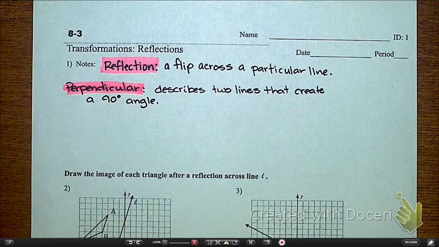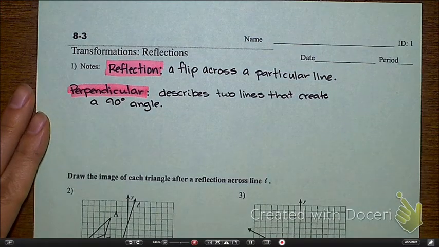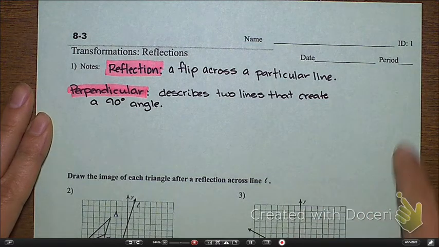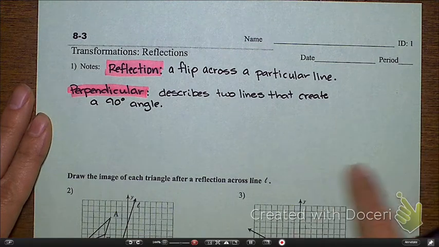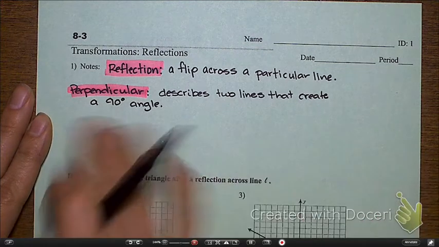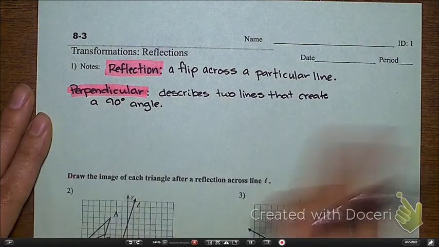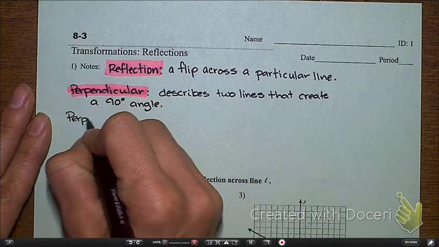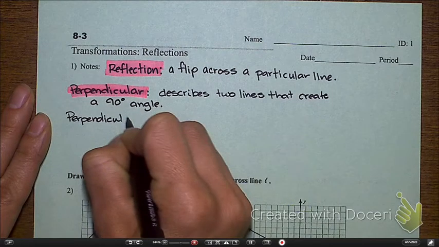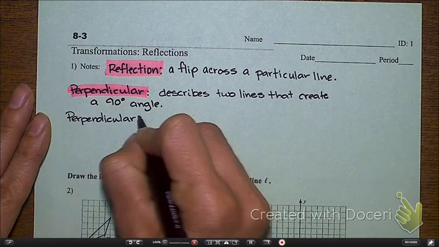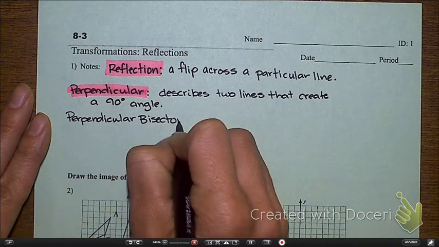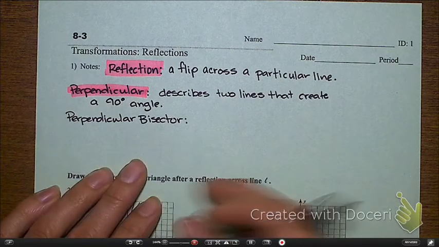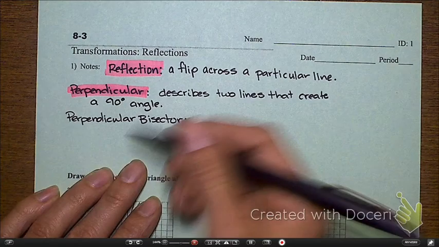Okay, and then the last review term that we're going to use, and I'm going to purposely leave some blank space over here in this area because we're going to draw a picture over here. So don't make this definition go all the way over. Leave some space. Our last review term is perpendicular bisector. Now we know what perpendicular means. It means two lines forming a 90-degree angle. What does bisector mean? Yeah, it cuts in half, right?